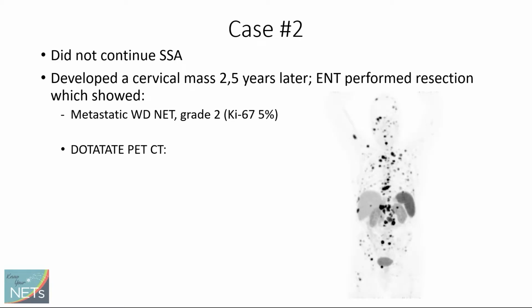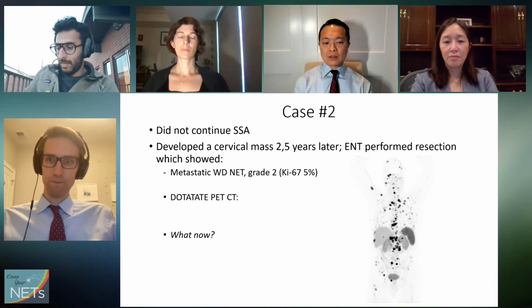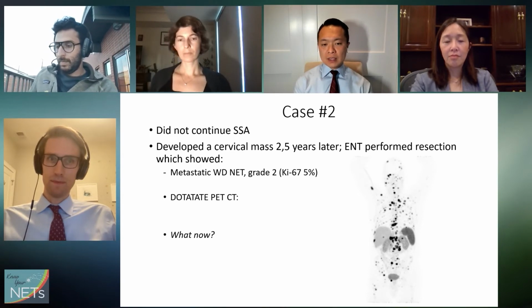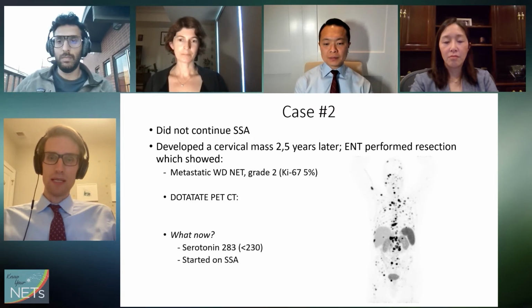We obtained a dotatate PET-CT, and this is what it showed. As a hint, since I can't show you the entire PET scan, almost all of the disease, except for a few small lesions in the liver, is truly in the skeleton, so in the bone here. So what now? Andy? Right, you can consider resuming that. If he was on SSA and this developed, then maybe consider PRT. So we started him back on his SSA.